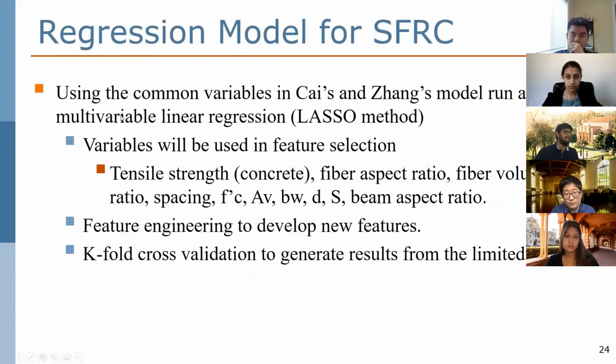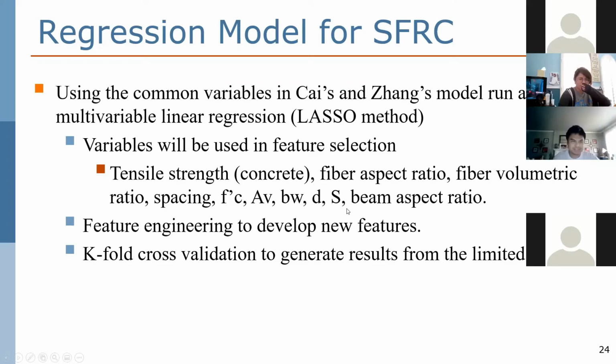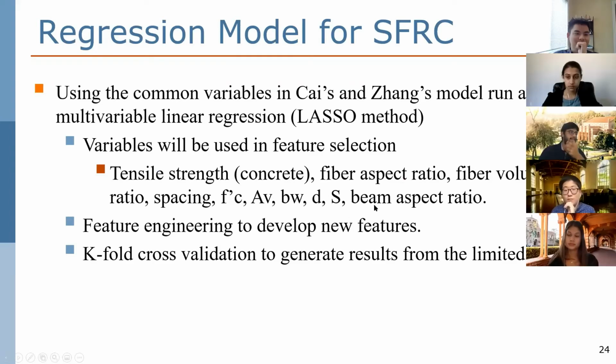So I tried to run a regression model with variables used from the literature: the volumetric ratio, f prime c, area, b sub w, the depth of the beam, the spacing, and the beam aspect ratio. I tried to feature engineer the parameters, but as we know, we only have 37, 38 data points. It didn't make sense because there would be interaction terms involved. So I dropped the idea of feature engineering, and I ran a 3-4 cross validation to generate results from the limited data.